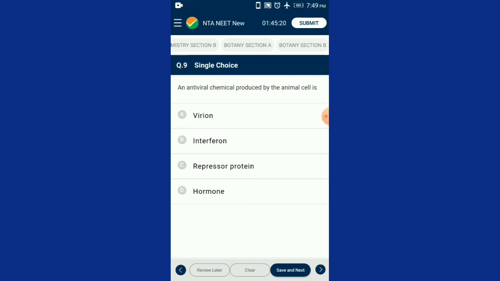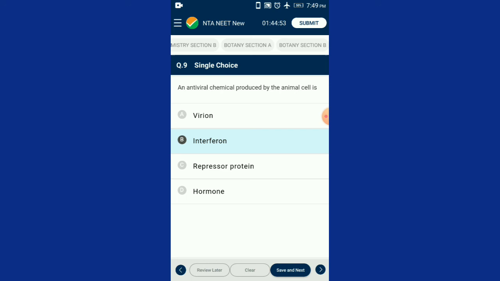Question number 9. An antiviral chemical produced by the animal cell is interferon. Interferons are a group of signaling proteins made and released by host cells in response to the presence of several pathogens such as viruses, bacteria, parasites and also tumor cells. The interferon acts as a cytokine barrier in innate immunity.